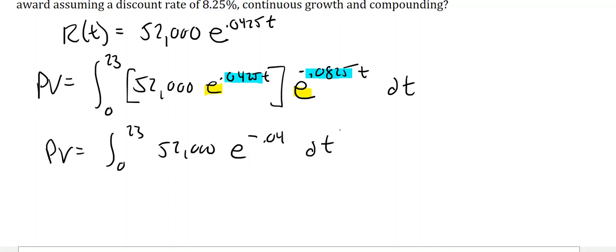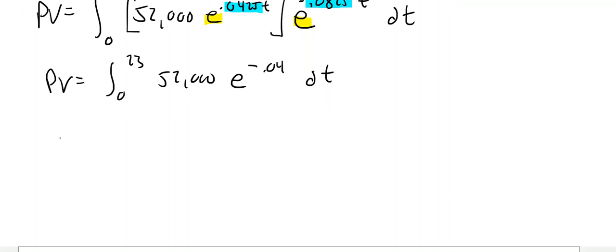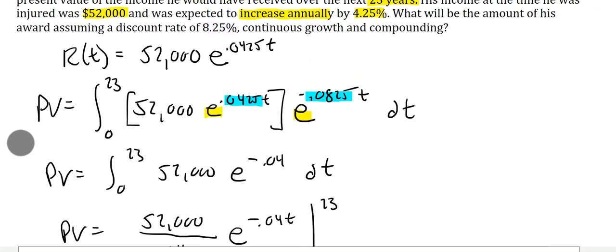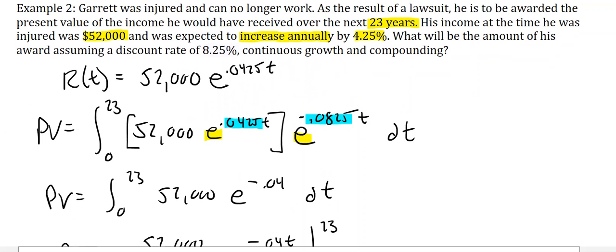All right, and so now we are ready to integrate. And just like in the last problem, our present value, we're going to have the 52,000 divided by the exponent, negative 0.04, times e to the negative 0.04t, evaluated from 0 to 23. And once again, you can just do that in Desmos. So that's how you handle a problem where the revenue or income is increasing, and it's increasing by a percentage.